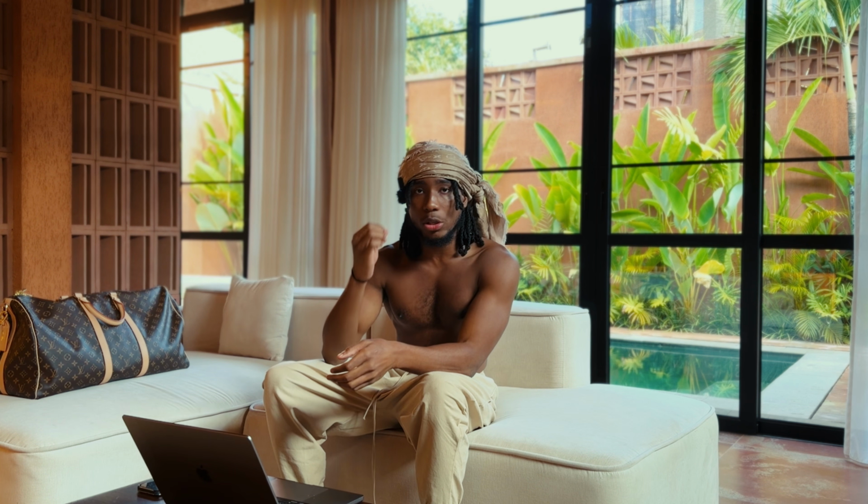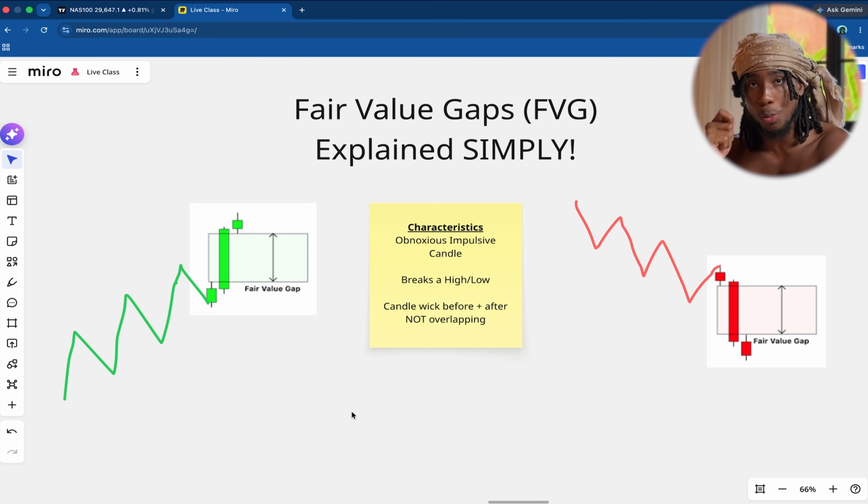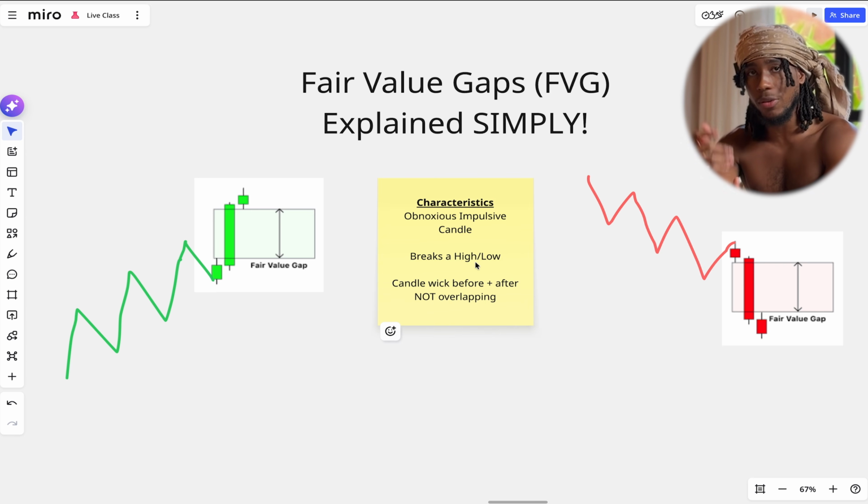So today I'm going to go over fair value gaps. So this is a no bullshit guide on how to use fair value gaps, explained simply. All right, so here I have 3 characteristics of what a fair value gap is.